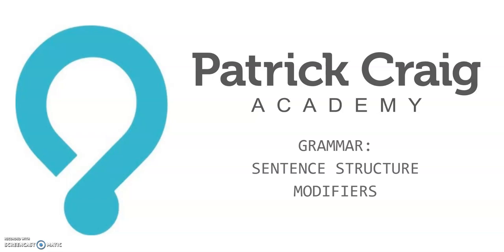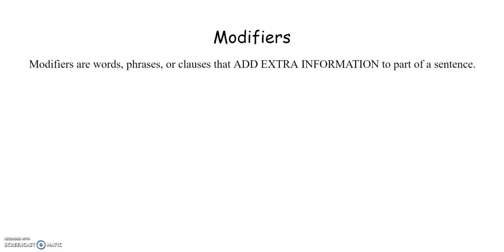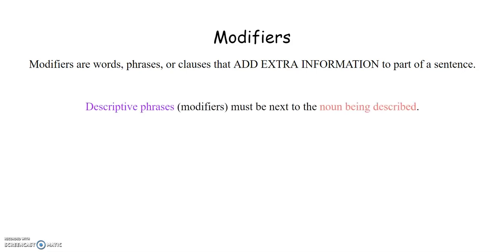If you're looking to follow along in the packet, I'm following along with the ACT Grammar Sentence Structure packet with the lesson that starts on page 8. So to begin, modifiers are words, phrases, or clauses, can be any of the three, that add extra information to any part of a sentence. The key thing that the ACT is going to test you on is how close the modifier is to the thing that it is describing.